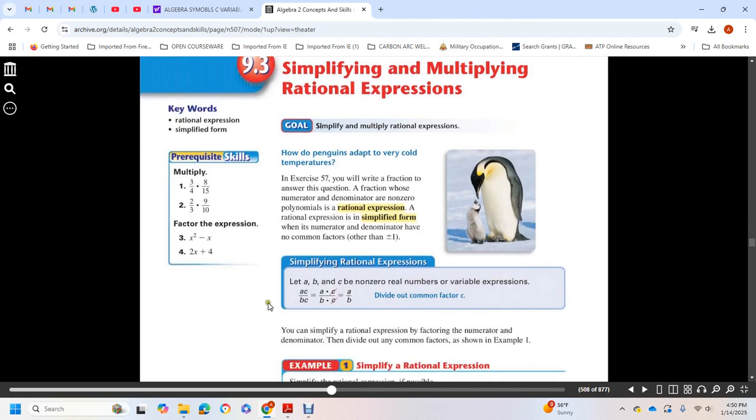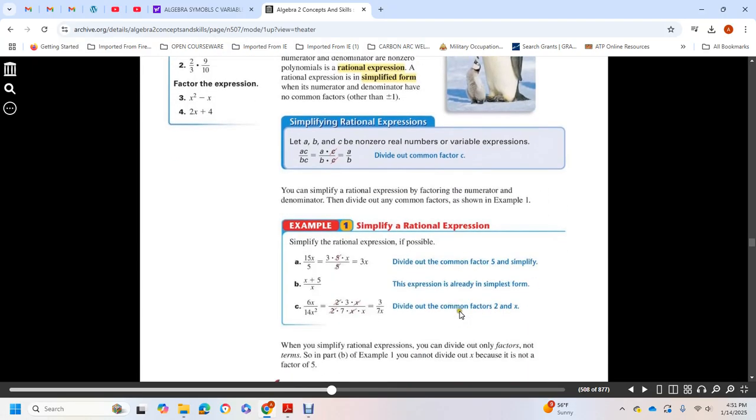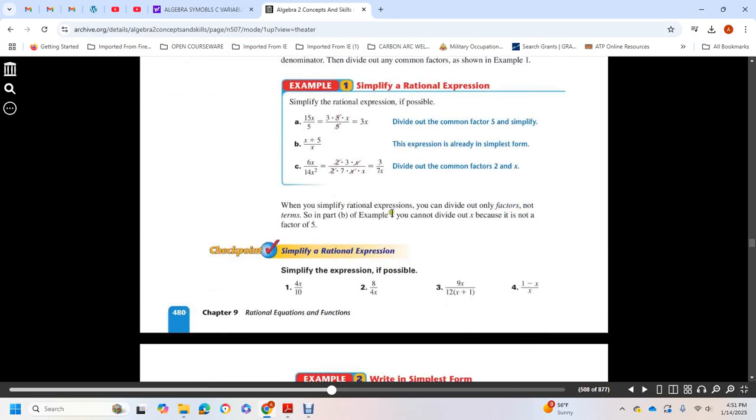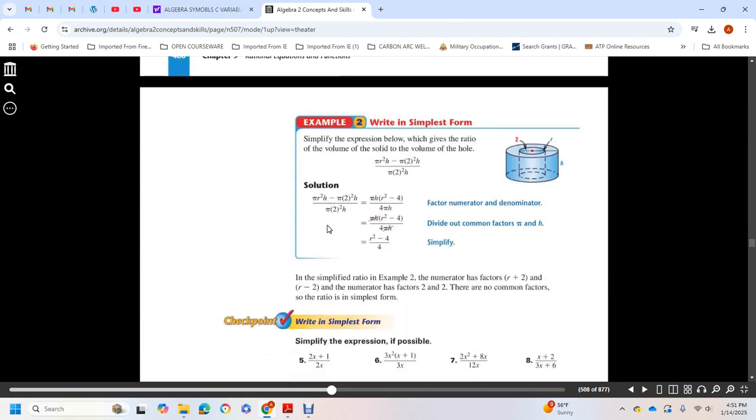Simplifying rational expressions: let a, b, and c be non-zero real numbers or variable expressions. Then AC over BC equals A times C over B times C, which equals A over B. Divide out common factors. You can simplify rational expressions by factoring the numerator and the denominator, then dividing out the common factors, as shown in example 1. When you simplify a rational expression, you can divide out only factors, not terms. For example, you cannot divide out x because it's not a factor of the numerator.